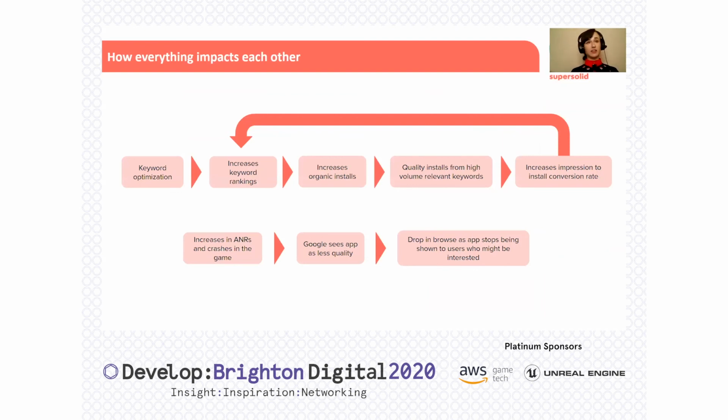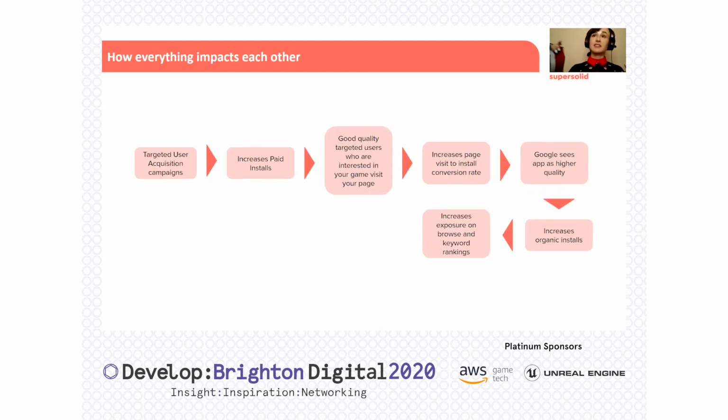So putting everything in a nutshell, optimizing keywords increases keyword rankings, which increases organic installs. Quality installs from high volume relevant keywords increases the impression to install conversion rate, which then feeds into keyword rankings, and so on and so forth. However, with an increase in ANRs and crashes in the game, Google sees the app as less quality, and therefore we drop in browse as the app stops being shown to users who might be interested. So we have a drop in browse installs.